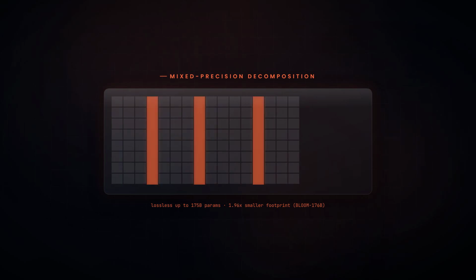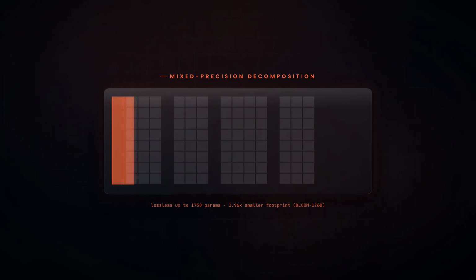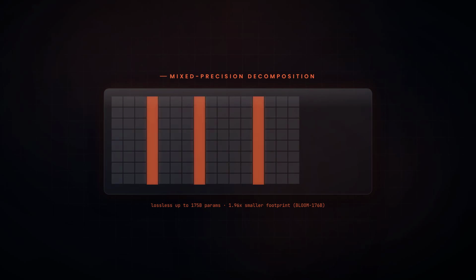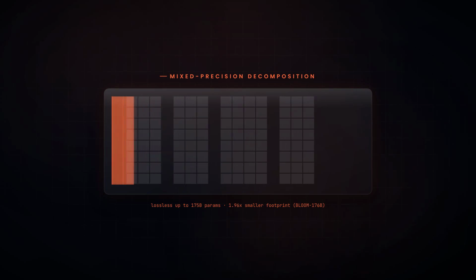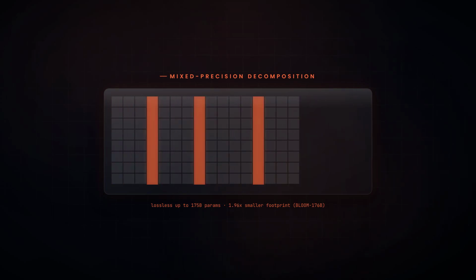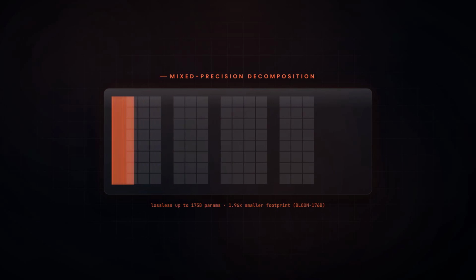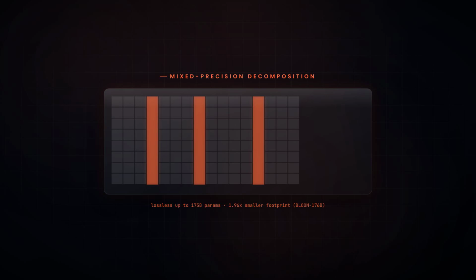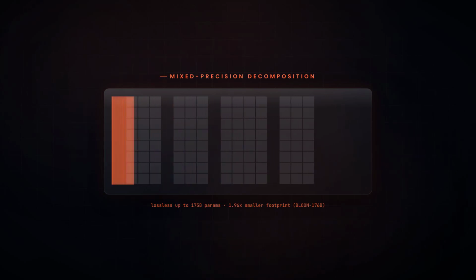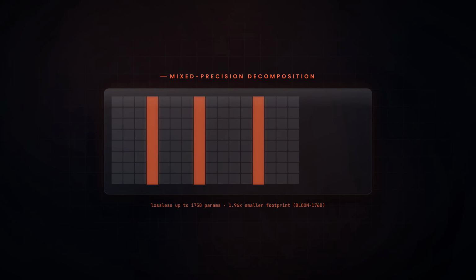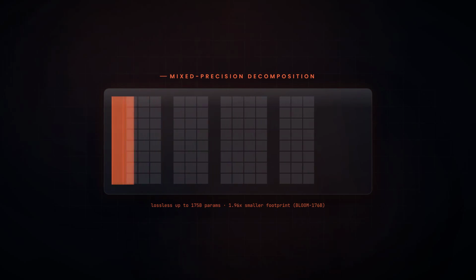Memory footprint, roughly halved. 1.96 times smaller for Bloom 176B, which was enough to put a 175B model on a single server of consumer GPUs for the first time. Half is nice, but half of 140 gigs is still 70. To get this stuff onto laptops, 8 bits had to become 4.